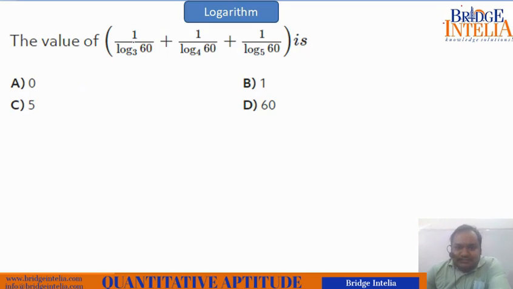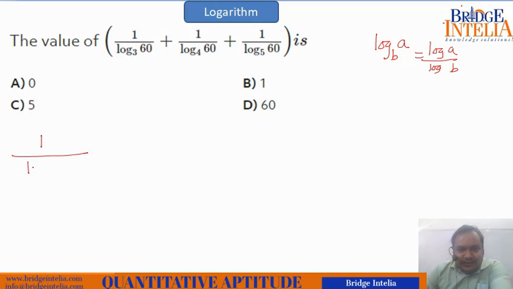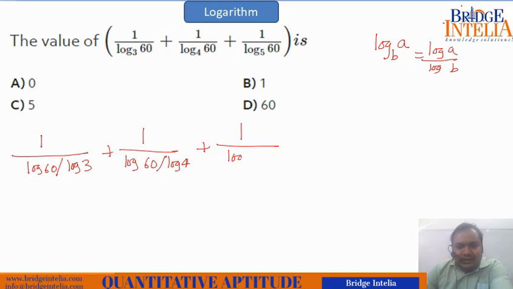So how can you solve this? So you can solve this in this way. Log a to the base b can be written as log a upon log b, any common base. So we'll apply the same funda here. So the terms can be written as 1 divided by log 60 by log 3 plus 1 divided by log 60 divided by log 4 plus 1 whole divided by log 60 divided by log 5.